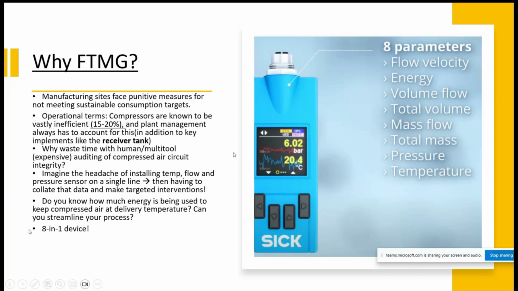Now, with multi-tools, or having a pressure sensor, a temperature sensor, and a flow sensor, and then having to try and totalize that, for just one line, that's going to be a bit of a headache.